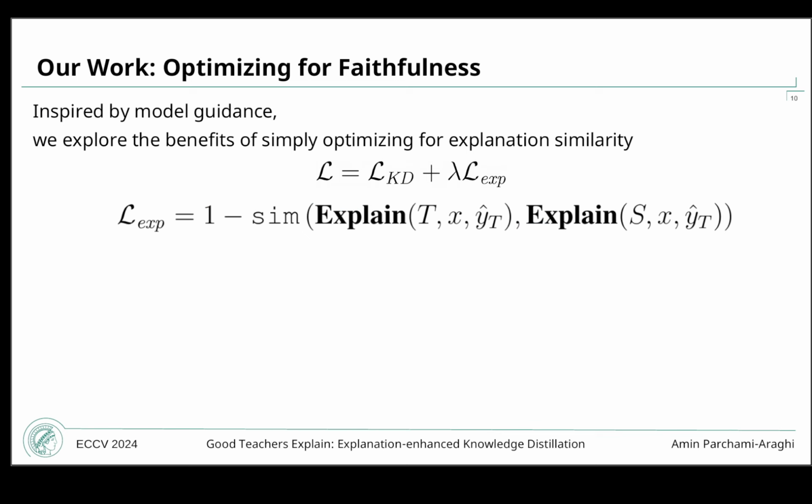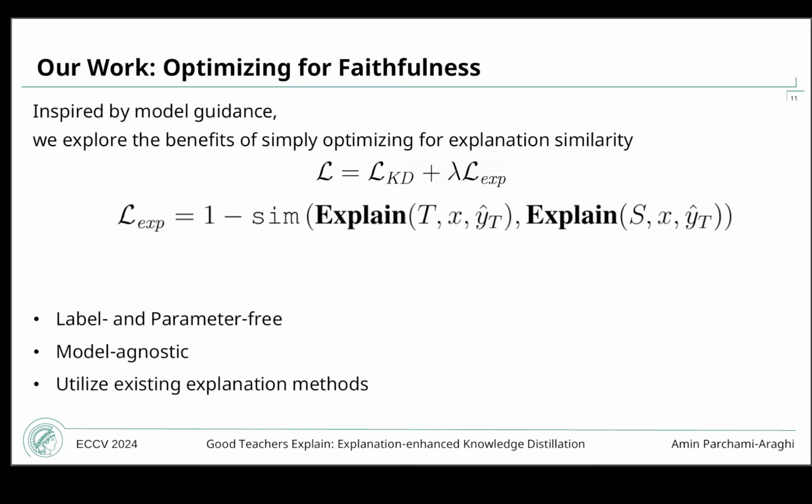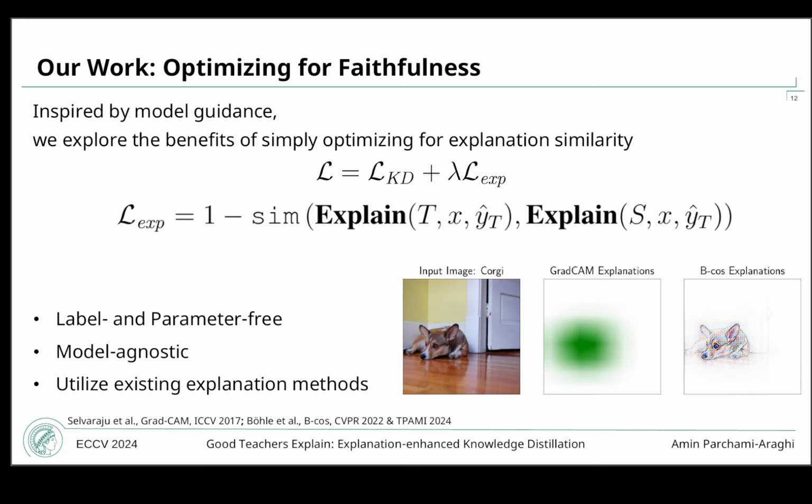We simply take the explanations of the teacher's predicted class on both models and match them using cosine similarity. This does not require any label information and does not introduce any new parameters. It is also model agnostic, as one can simply utilize the existing explanation methods without the need to explicitly refer to the architecture of the teacher and student. As for our explanation methods, we explore both a post hoc explanation method, here GradCAM, and also model-inherent explanations. For more info on these methods, please refer to their original papers.